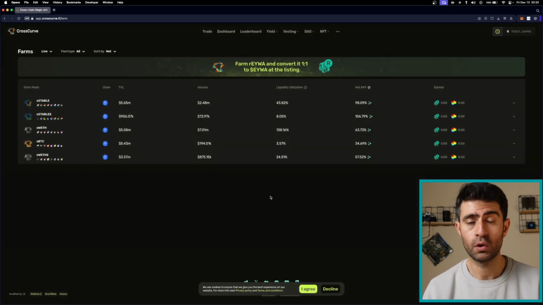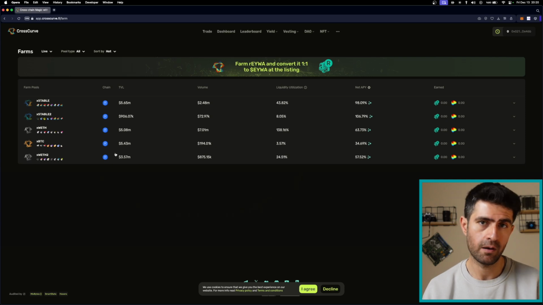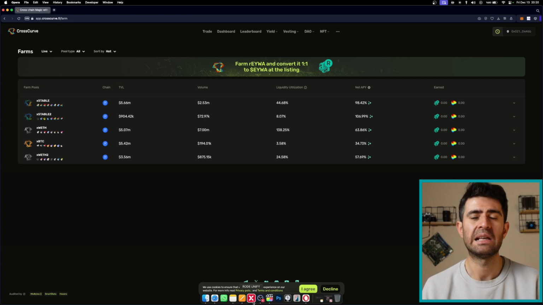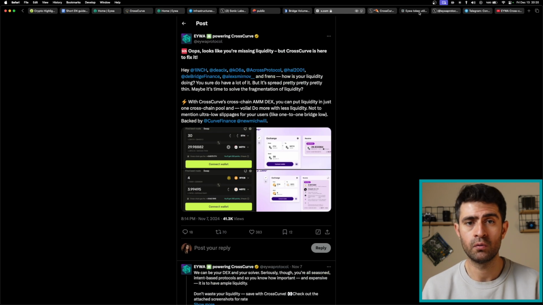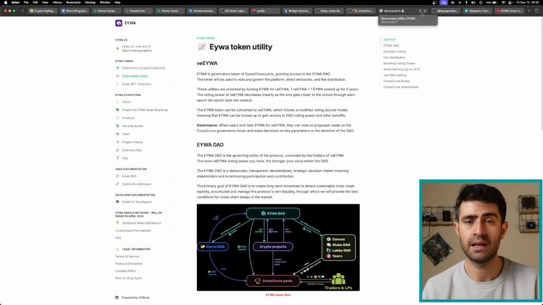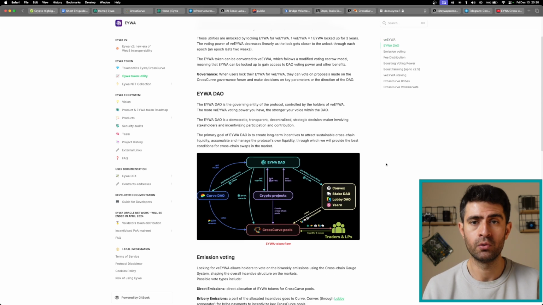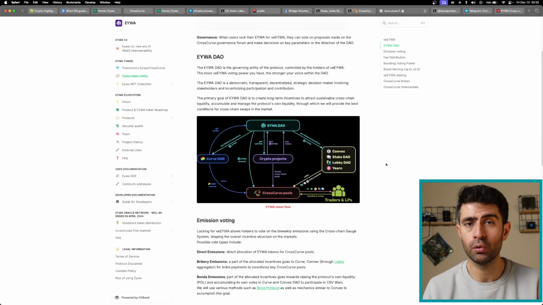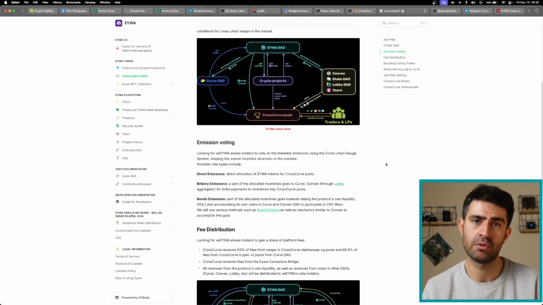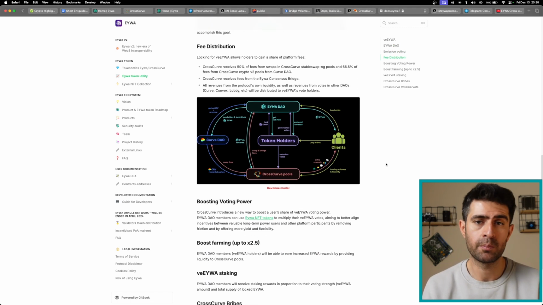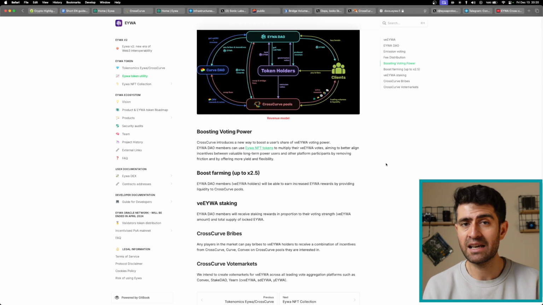The EYWA token serves as the governance token for both EYWA and CrossCurve. Its utilities include governance: token holders can vote on proposals and development vectors via the EYWA DAO. Incentives: locking EYWA into veEYWA unlocks platform fees and additional rewards. Liquidity provision: projects can attract liquidity through incentives, leveraging Curve pools and voting markets to minimize risks. And NFT integration: EYWA DAO plans to enhance voting power through NFTs, further engaging the community.